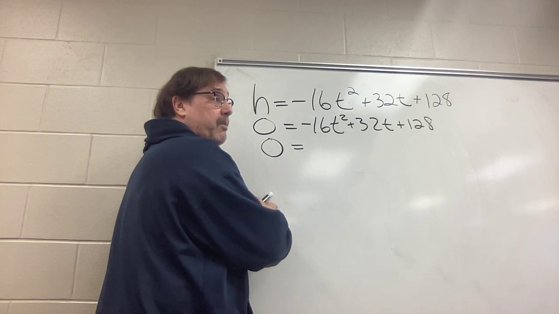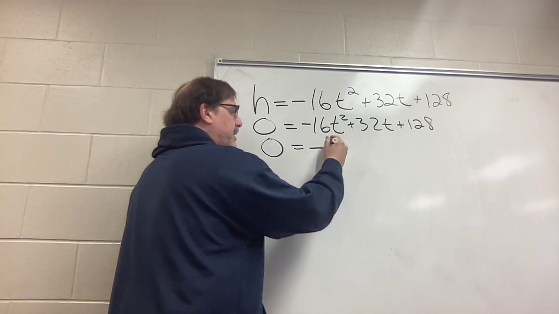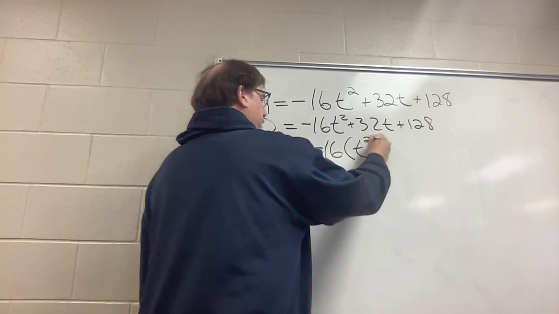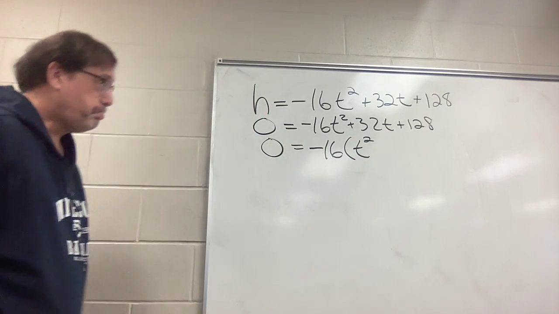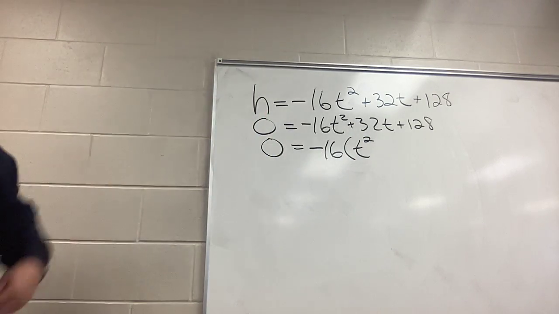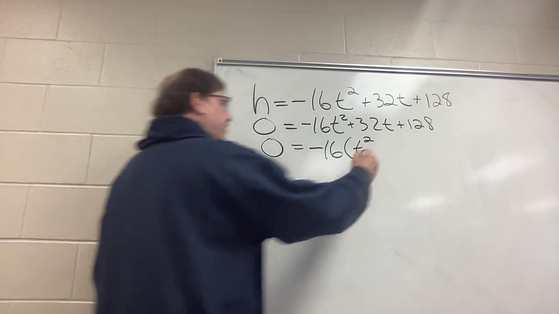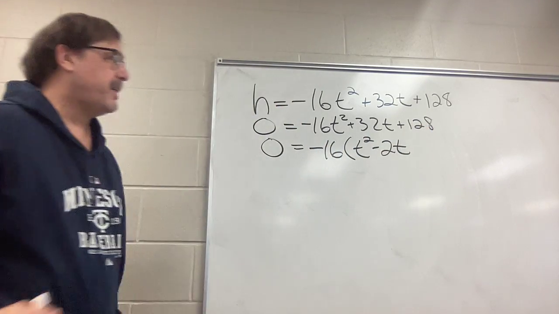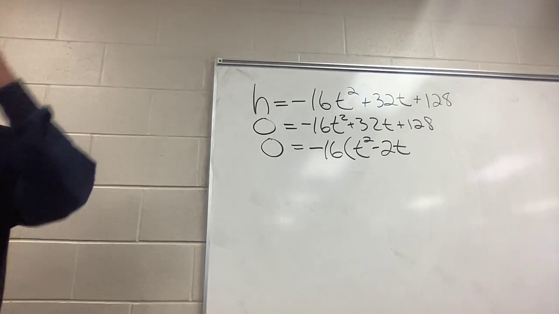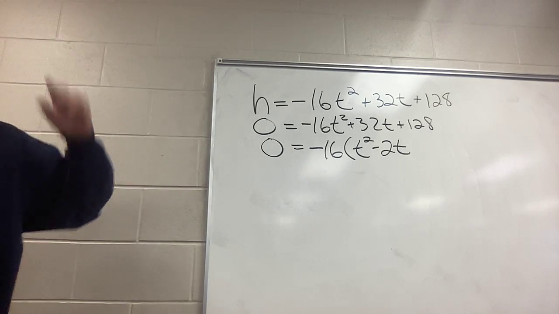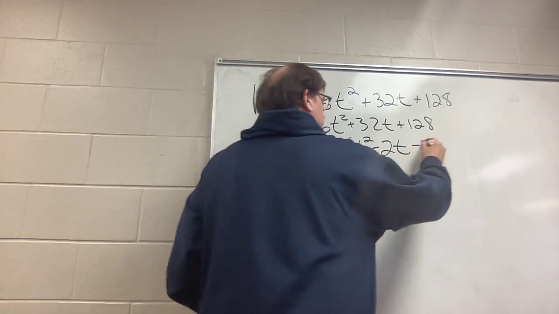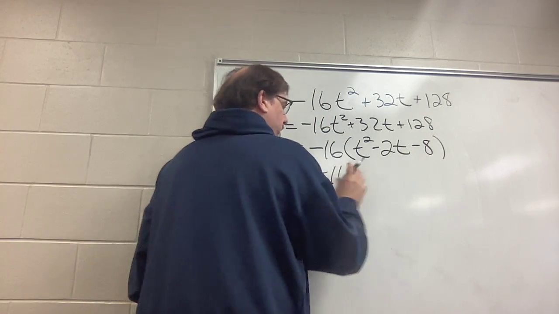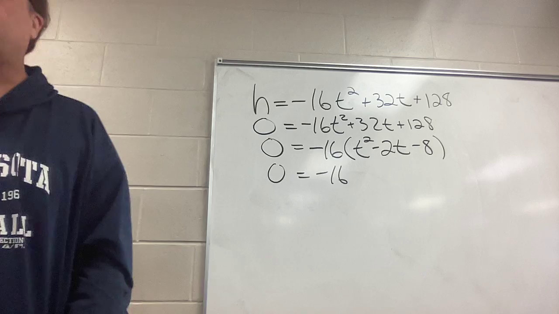This is reviewing. We're putting a little review in there. Negative 16 goes into all of them, leaves a t squared. 32 divided by negative 16 is negative 2. Some of you have just told me that 16 into 128 is 8. Cool. You must bring the negative 16 along.